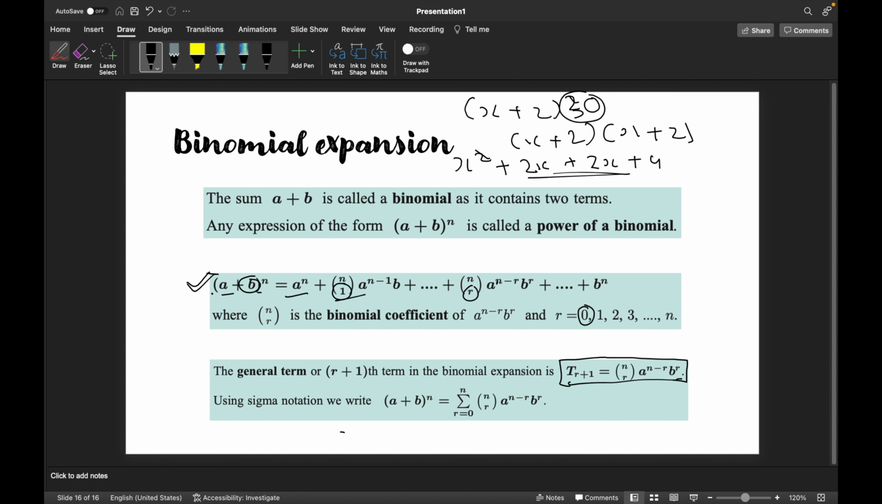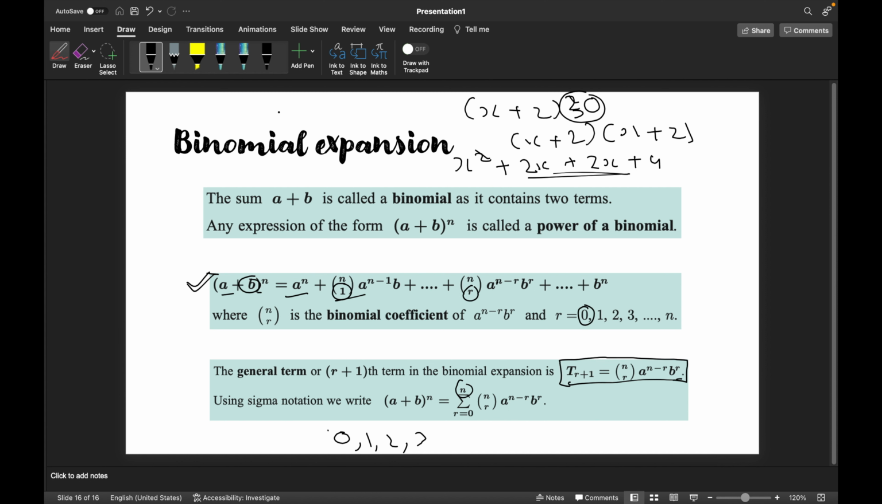And that's all I have to say for this equation. And using sigma notation, we write a plus b to the power of n as the summation starting from r equals 0 to n, which means that it goes 0, 1, 2, 3, by increments of 1 until it reaches n. And this would be nCr into a to the power of n minus r into b to the power of r.